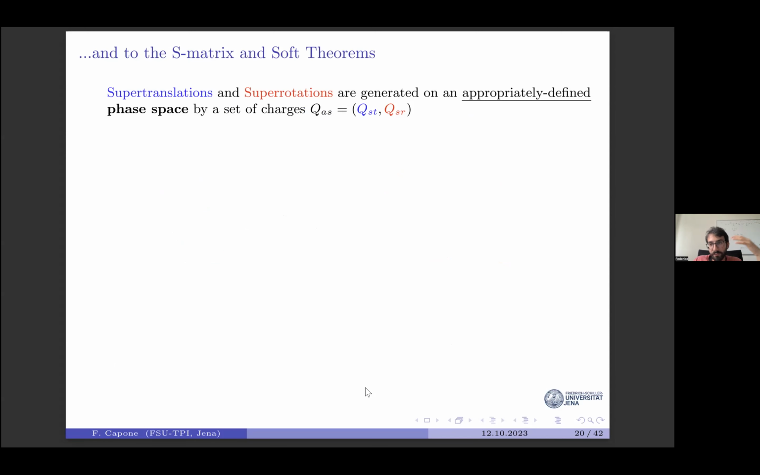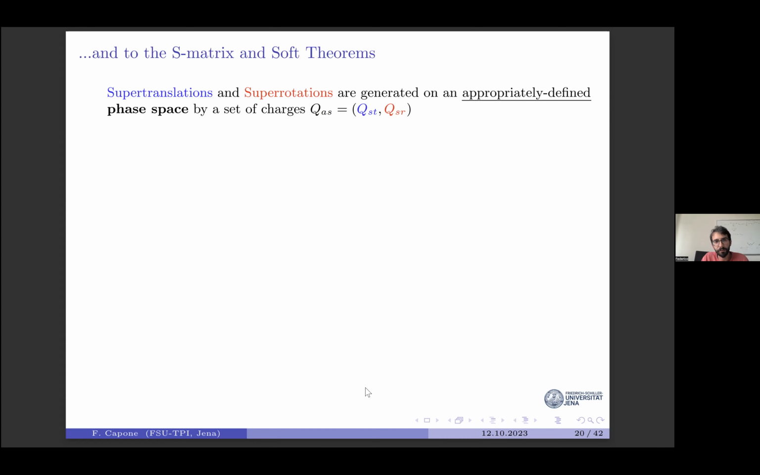So I have described, again with pictures, the asymptotic transformations, but now, as I said, we need to give a notion of canonical generators. They have to be symmetries, so they have to act as canonical generators on a phase space. And this is done by actually constructing the charges.